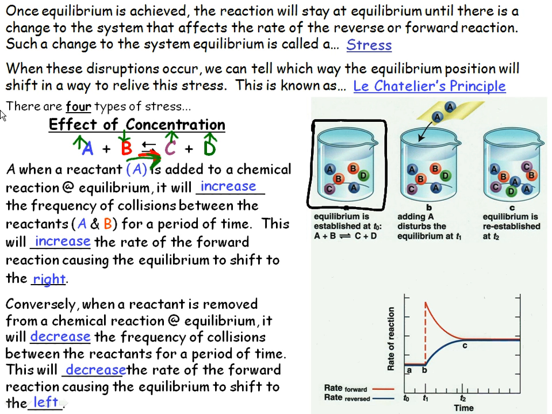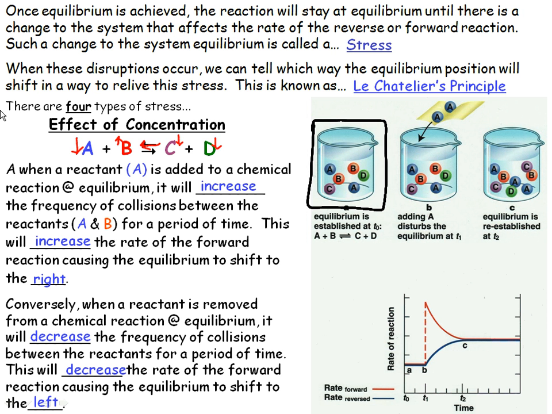If I actually do the opposite, so let's say instead of adding A, I had some way of decreasing the amount of A, then the reaction is going to respond in a way to bring the amount of A back up. That's going to cause an increase in the reverse reaction, and therefore the amount of B is going to go up when the reaction shifts to the left, and the C and D is going to go down.